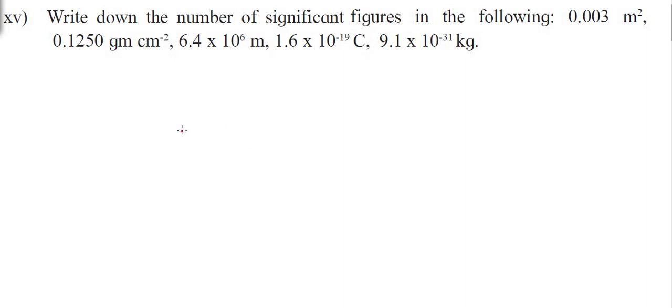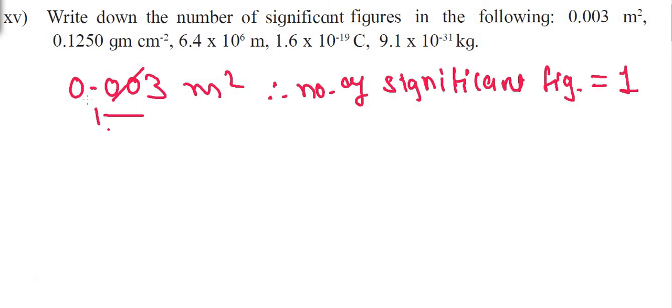Example 15. Write down the number of significant figures in the following: 0.003 meter square. Now in 0.003 meter square, the zeros to the right of the decimal point and to the left of the first non-zero number, which is 3 over here, are not significant. So these two zeros are not significant, and therefore the number of significant figures in 0.003 meter square is equal to 1.